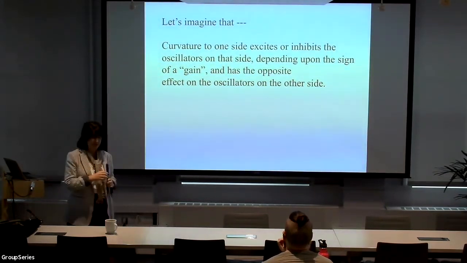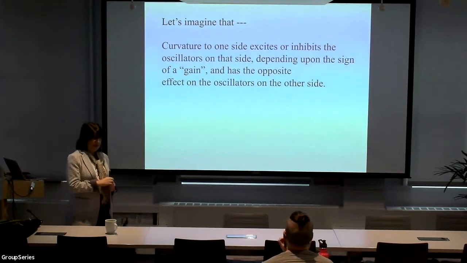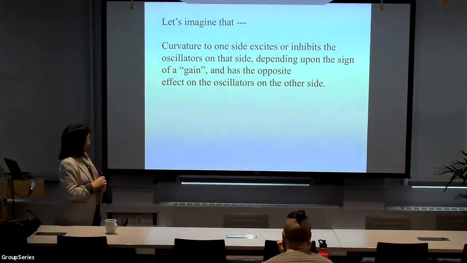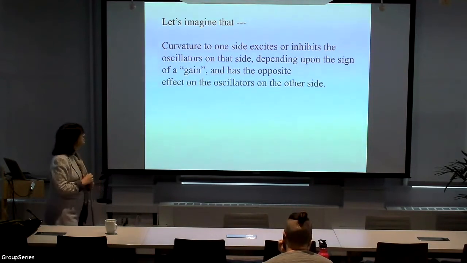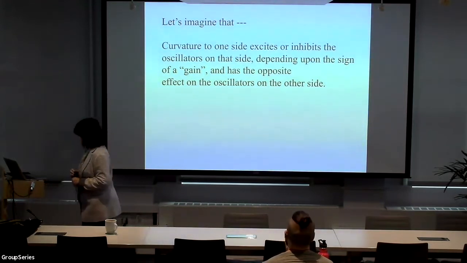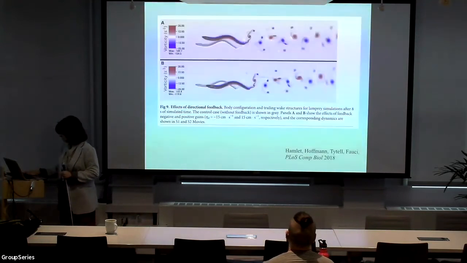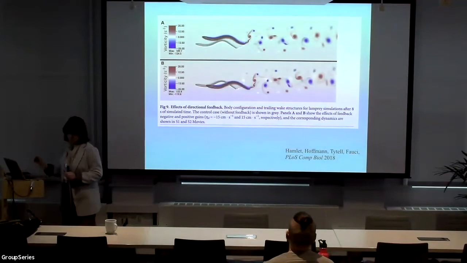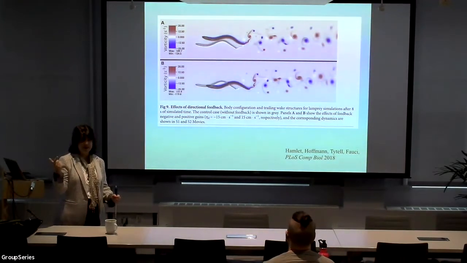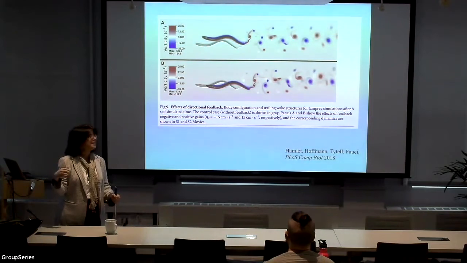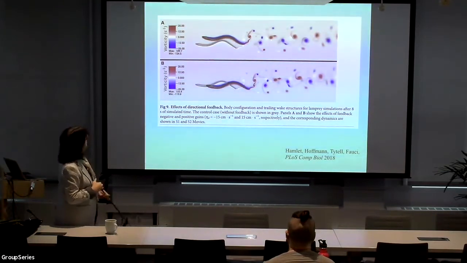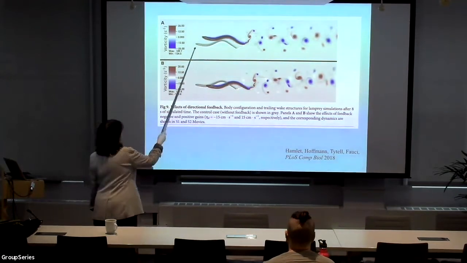One of the forms of sensory feedback that we explored is the following: we're imagining that curvature to one side at a particular muscle segment is going to either excite or inhibit the oscillators on that side, and it's going to do the exact opposite on the other side. Okay? So if we do that, here's what we get. And when I say excite, there's going to be a coefficient in front of this term, in the feedback term, that we call the gain. And if it excites that side, it's positive, and if it inhibits that side, it's negative. I don't remember which is which. So here are two examples where the gray is the control.